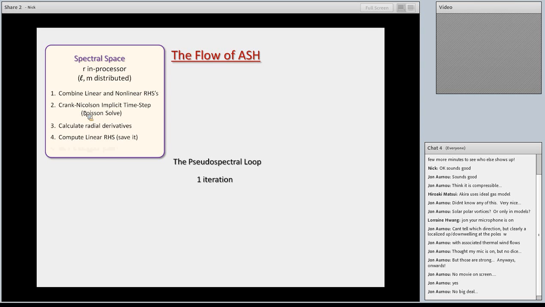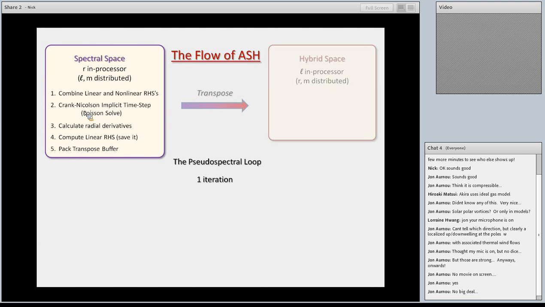The last thing you do is pack a big transpose buffer of all the fields that you're going to need at some point in the future to build the nonlinear terms. So you've computed the linear stuff, and you keep that, and in your buffer you put everything you need for the nonlinear terms. Then you transpose this. So we go to hybrid space, where we have L in processor, so we can take a Legendre transform. What we do here is calculate the theta derivatives, and then the phi derivatives. This bothers me a little bit. We should really calculate the phi derivatives later in the next space over, so we transpose a little less information, but it's how we do things in ASH right now.